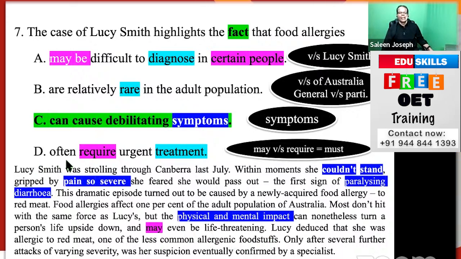May need treatment, whereas option C says often require urgent treatment. Often require urgent treatment means must require urgent treatment. You should treat them. You must treat them urgently. So may, again, must. Opinion as well as mandatory statement. May versus require means must.